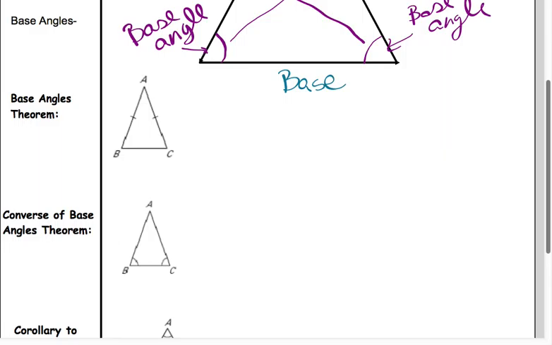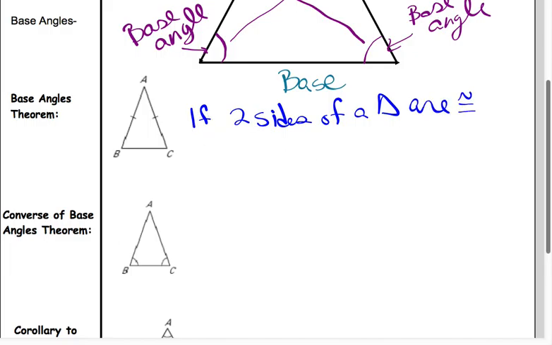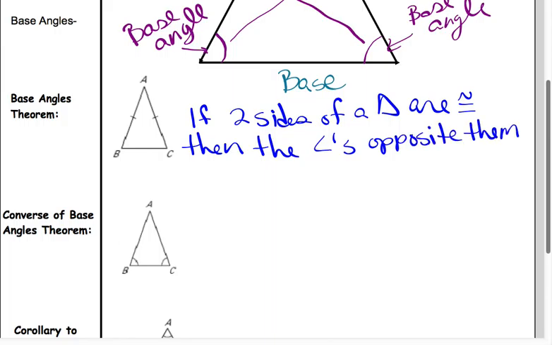The base angles theorem can be used in proofs, especially in pre-AP class. We'll be seeing this in proofs. The base angles theorem says if two sides of a triangle are congruent, then the angles opposite them are congruent. So if you have two sides of a triangle that are congruent, then opposite from them, these two angles will also be congruent.